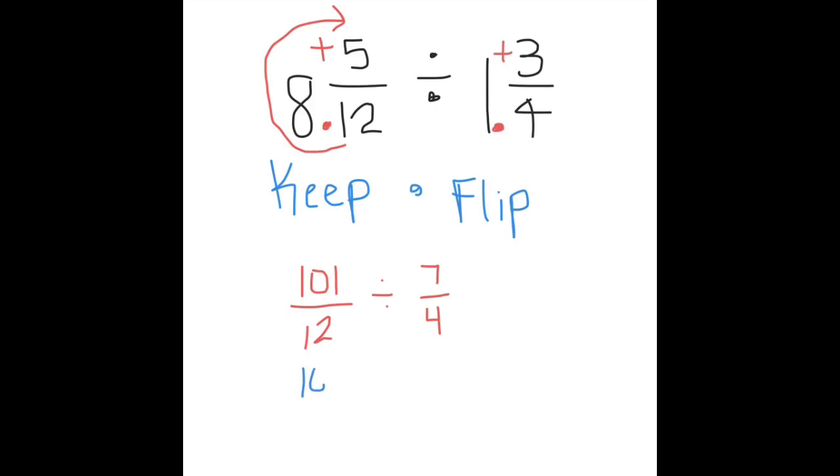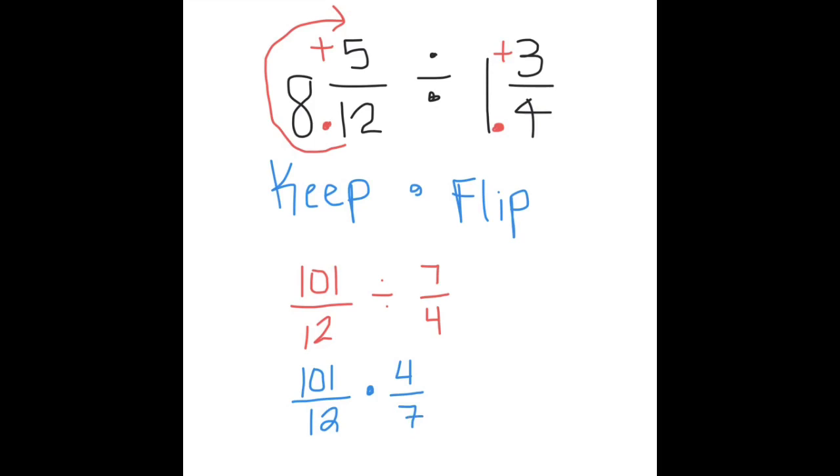So I keep the first fraction the same. But instead of dividing, now I'm going to turn it into multiplication. And I multiply by the reciprocal, or the flip, of 7/4, which is 4 over 7.